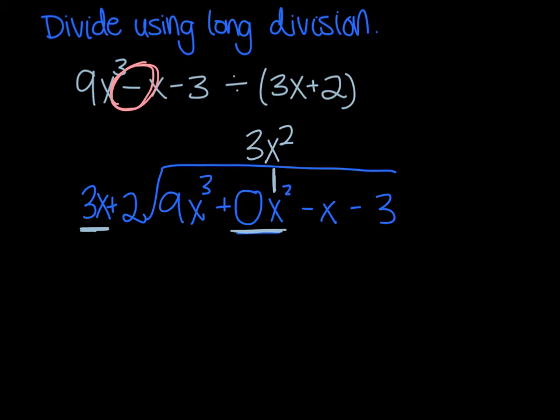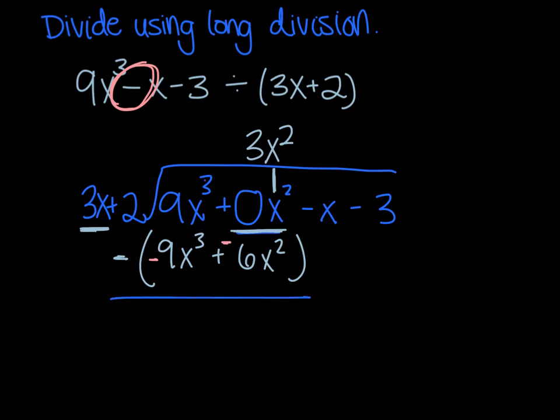So now we want to multiply 3x squared times 3x plus 2. So that is going to be 9x cubed plus 6x squared. But remember, we need to subtract. So that makes this term become a negative. This term becomes a negative as well. And when we subtract it all, this cancels because 9x cubed minus 9x cubed is 0. And then 0 minus 6 is negative 6x squared. And then we continue to bring down everything that's left.